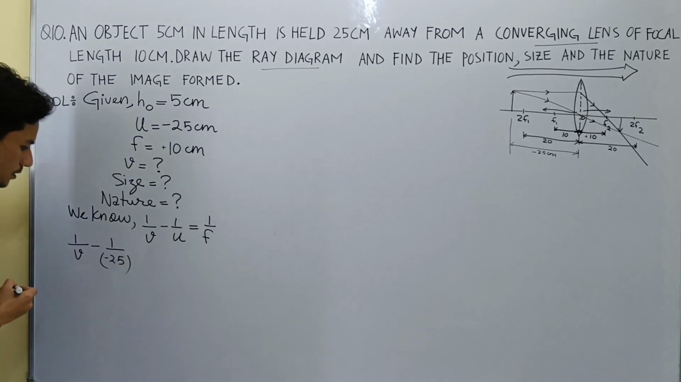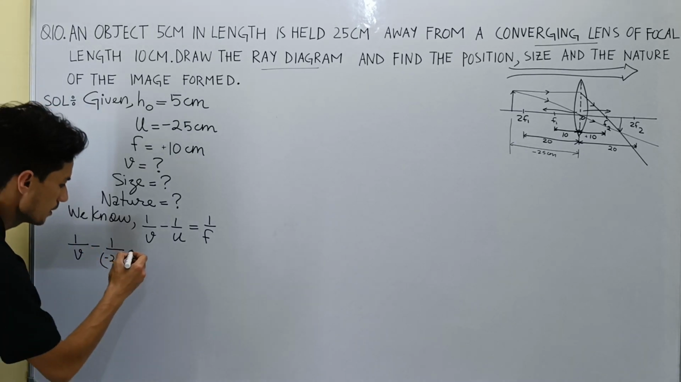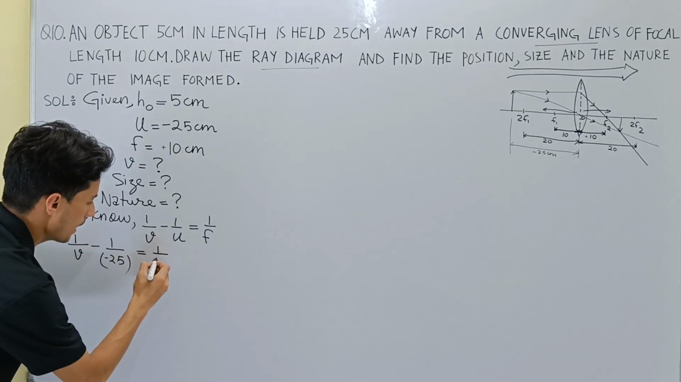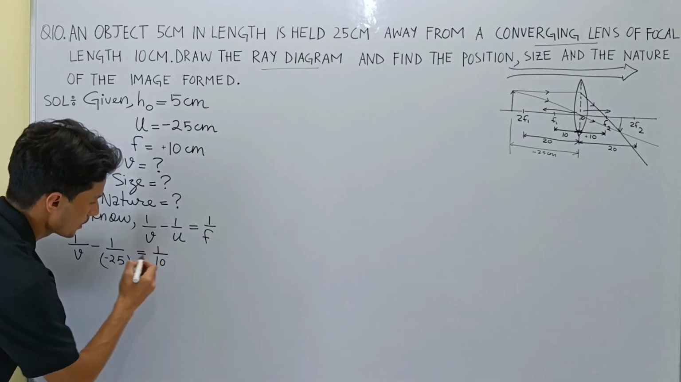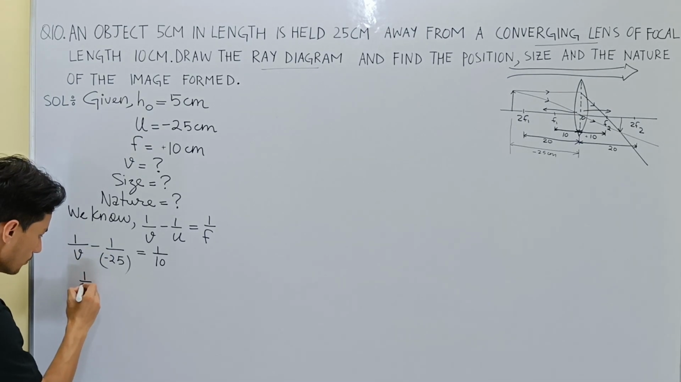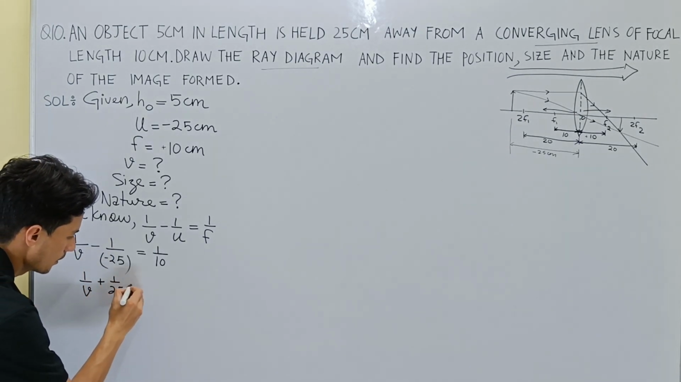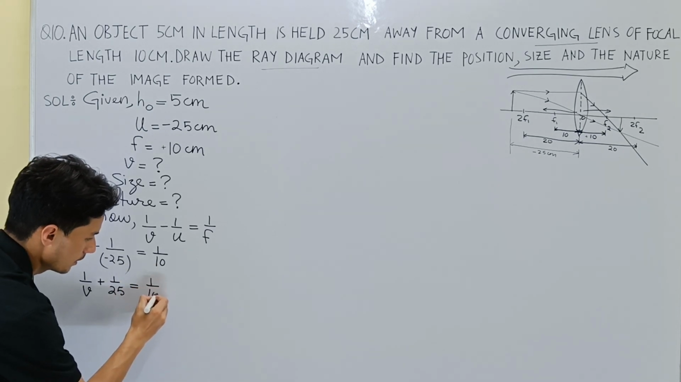Put it under bracket so that we don't get confused. Later on we will have to sort out the sign. Is equal to 1 by F. F is how much? 10 centimeter. In the next step, just sort out these two signs, minus and minus plus. So it will be 1 by V plus 1 by 25, and this is 1 by 10.